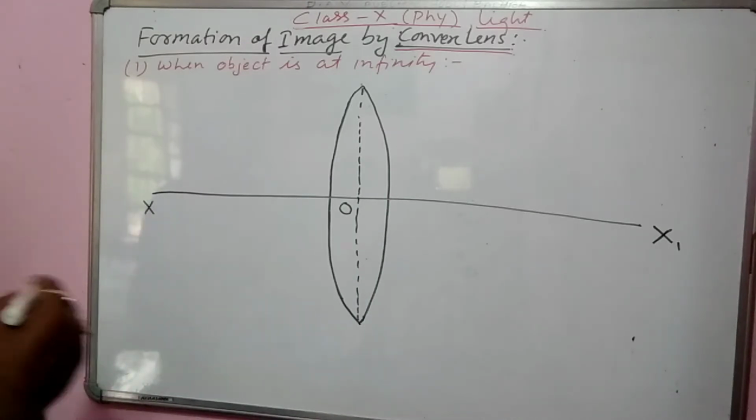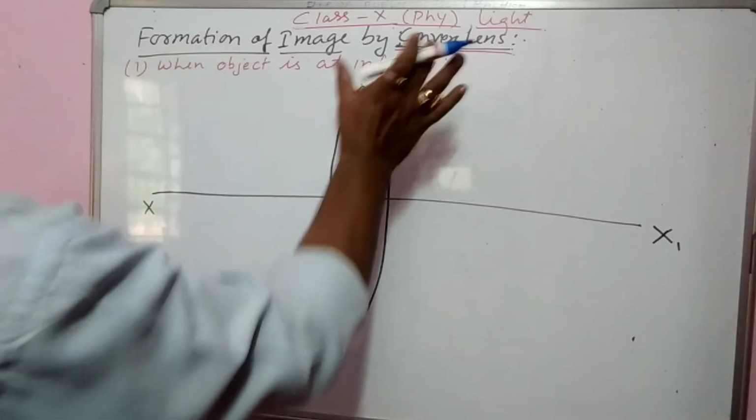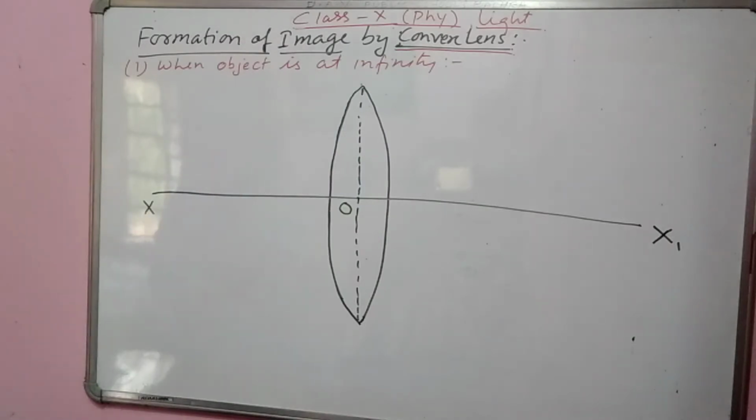Now, as we know, the light ray is coming from infinity, the object is placed at infinity. When the object is at infinity, the light will come from the object to the lens, then only the image is formed. And if light is coming from infinity, then all the light rays will be parallel amongst themselves. जितने भी लाइट रे होंगे वो सब आपस में पैरेलल होंगे.